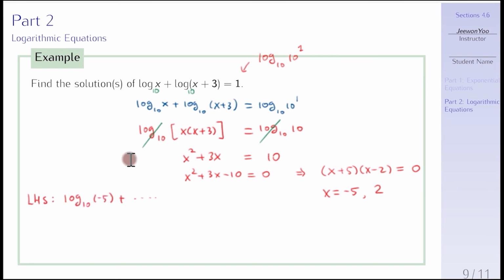Oh my gosh, if you look at the left-hand side, when you plug in -5, I get log base 10 of -5 right away. Are you allowed to have a negative number here as an input? If you said no, then you're correct. You're not allowed to have it. In other words, -5 must be rejected. Let's check by plugging in 2 into the original expression.